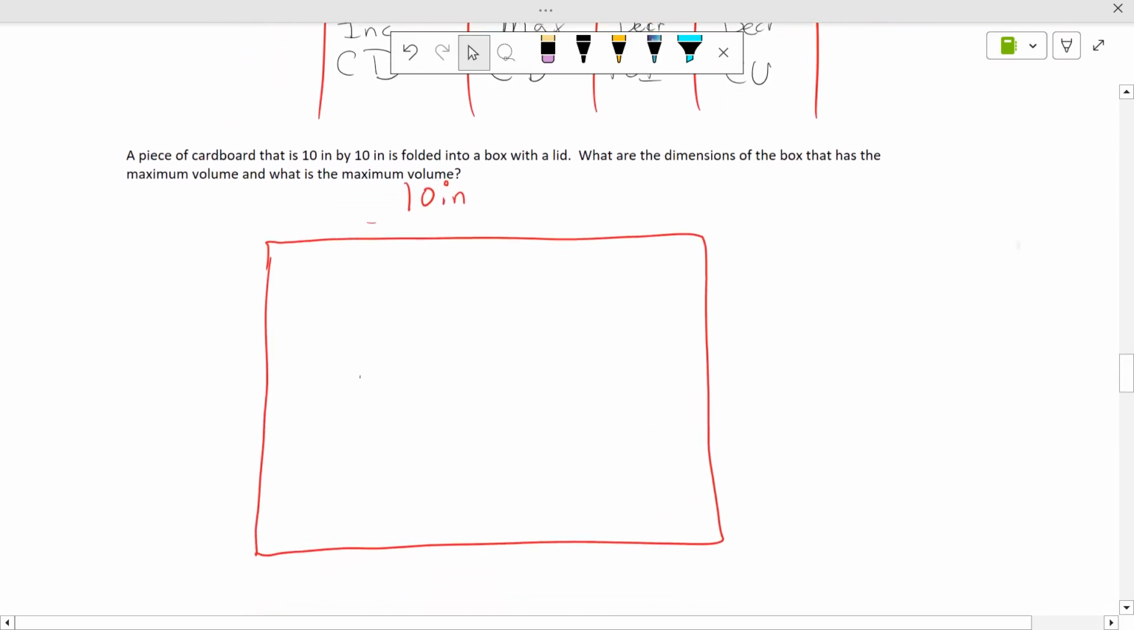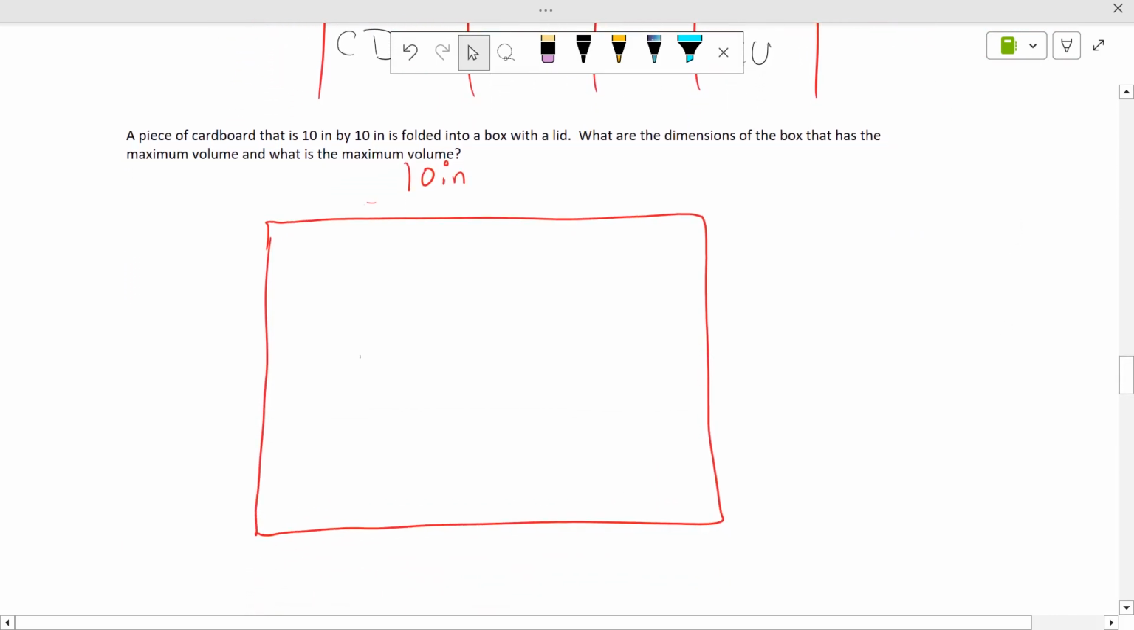All right, here we go into optimization. A piece of cardboard is 10 by 10. It's going to be folded into a box with a lid. Boxes with a lid are harder than without a lid. What dimension of the box gives us a maximum volume, and what is that maximum volume?